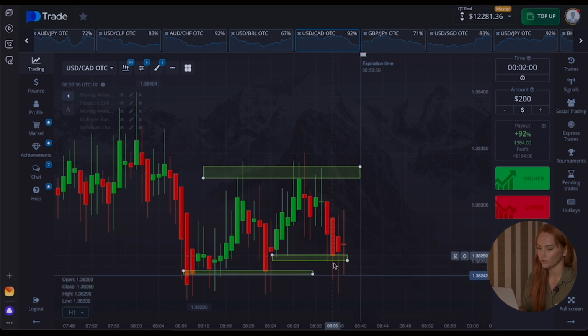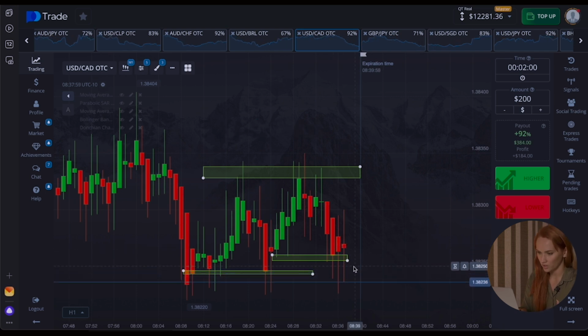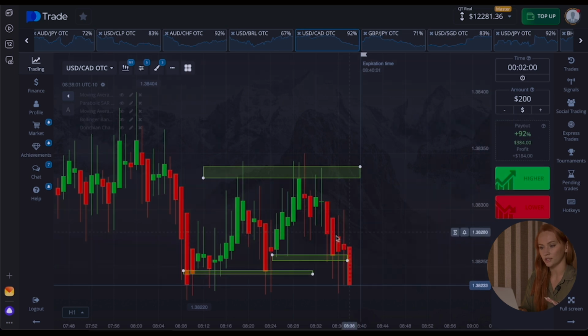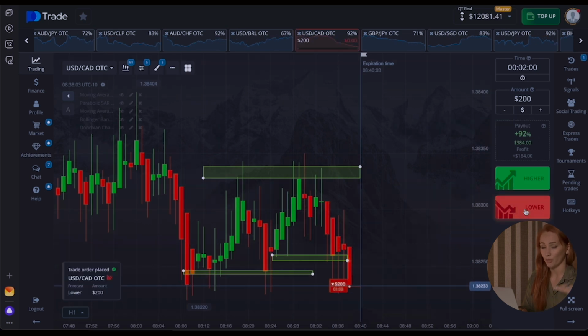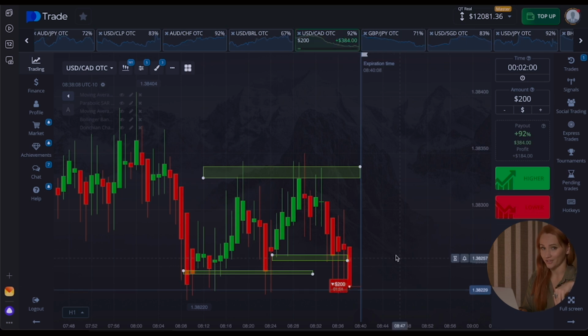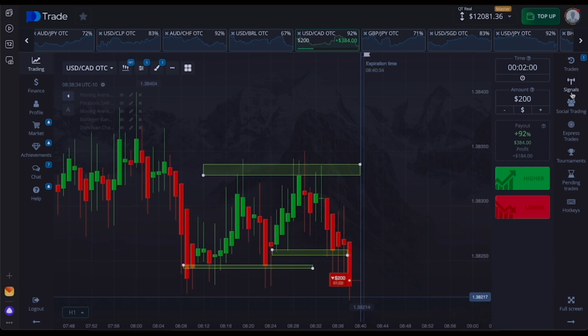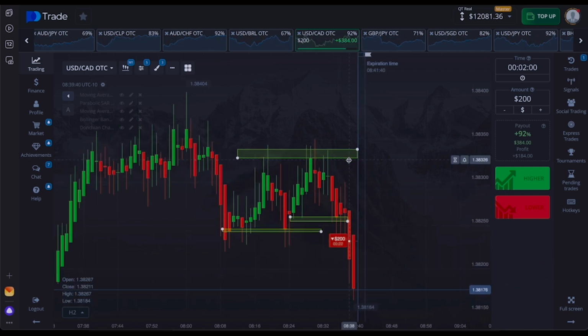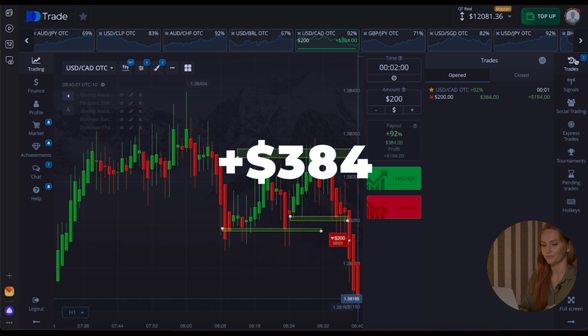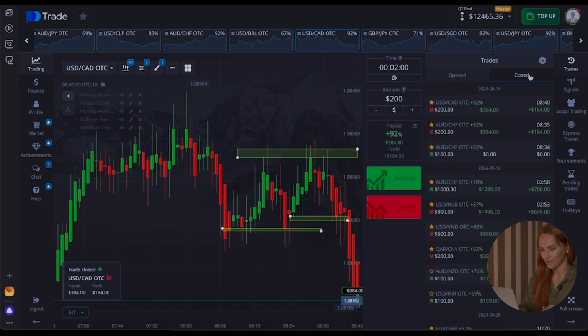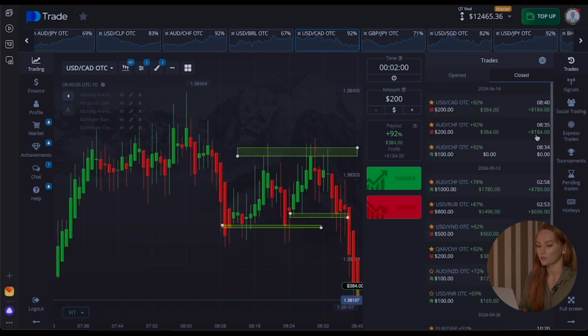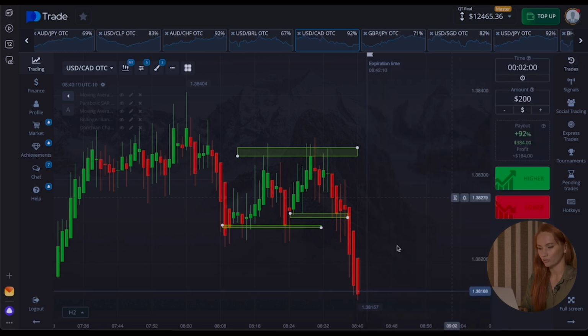We see what happened here in this spot, and now this line is broken, and we basically have two options. The chart itself can go either down or up. Let's see. Great, the deal went well. We made $260. I showed you pretty much how everything works.